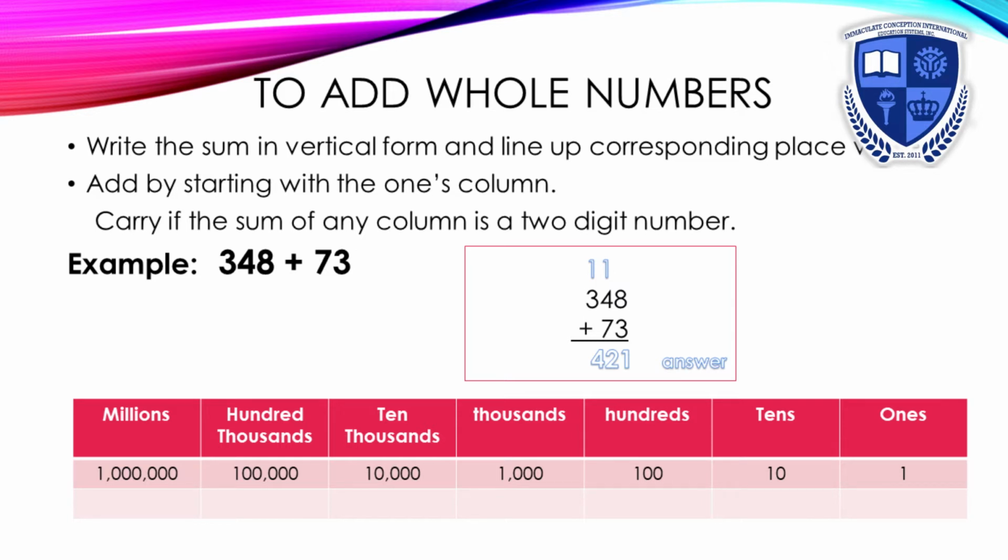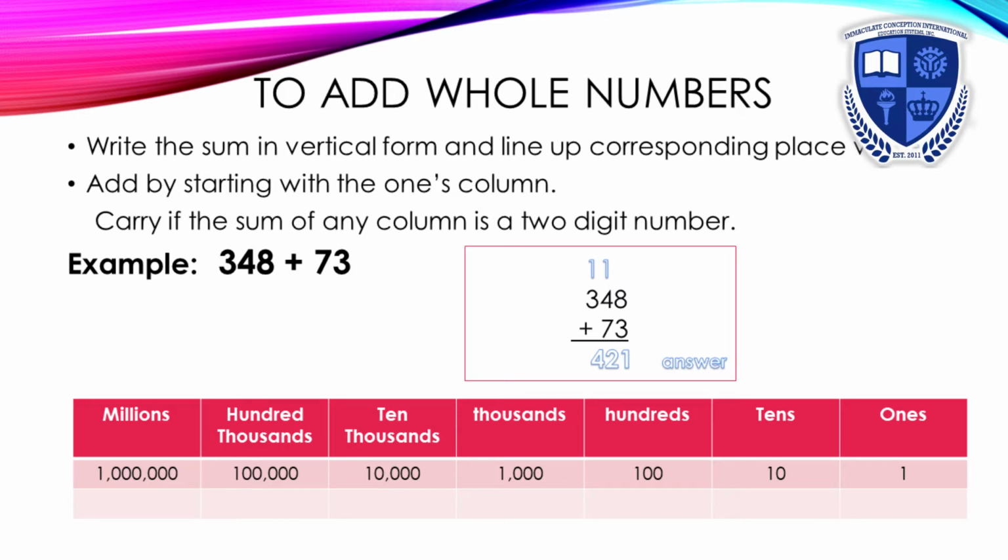Starting with the ones column, 8 plus 3 will be 11. 11 will be a 1 in the tens column and a 1 in the ones column. So we will write down the 1 in the ones column, and carry the 1 to the tens column. Now we add the digits in the tens column. 1 plus 4 plus 7 is equal to 12. So we write down the 2 in the tens column.